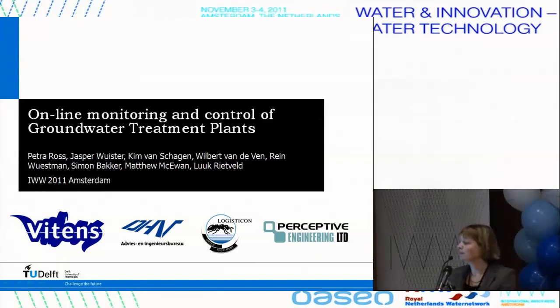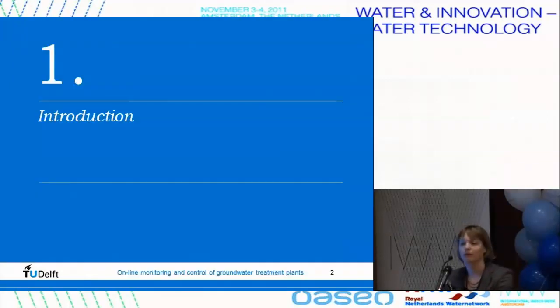Indeed, I will talk about online monitoring and control of groundwater treatment plants. This is a joint project with quite a lot of partners. The major partners are Vitens, DHV, Logisticon and Perceptive Engineering. And as you can see, there are quite a lot of people working on this project, given the number of co-authors that are listed. So first I will start with a small introduction.